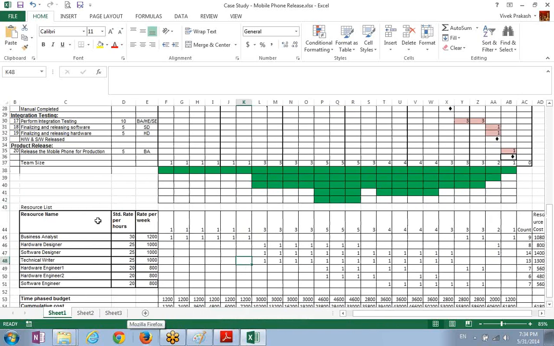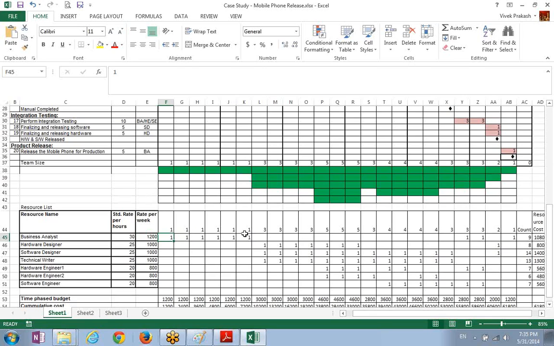So what I have done is here, this is the same thing as this. When I say business analyst, the standard rate per hour is this, because here the allocation is per week. I calculated this for a week, right? 40 hours, so this into 8 into 5, 8 hours per day in 5 days.